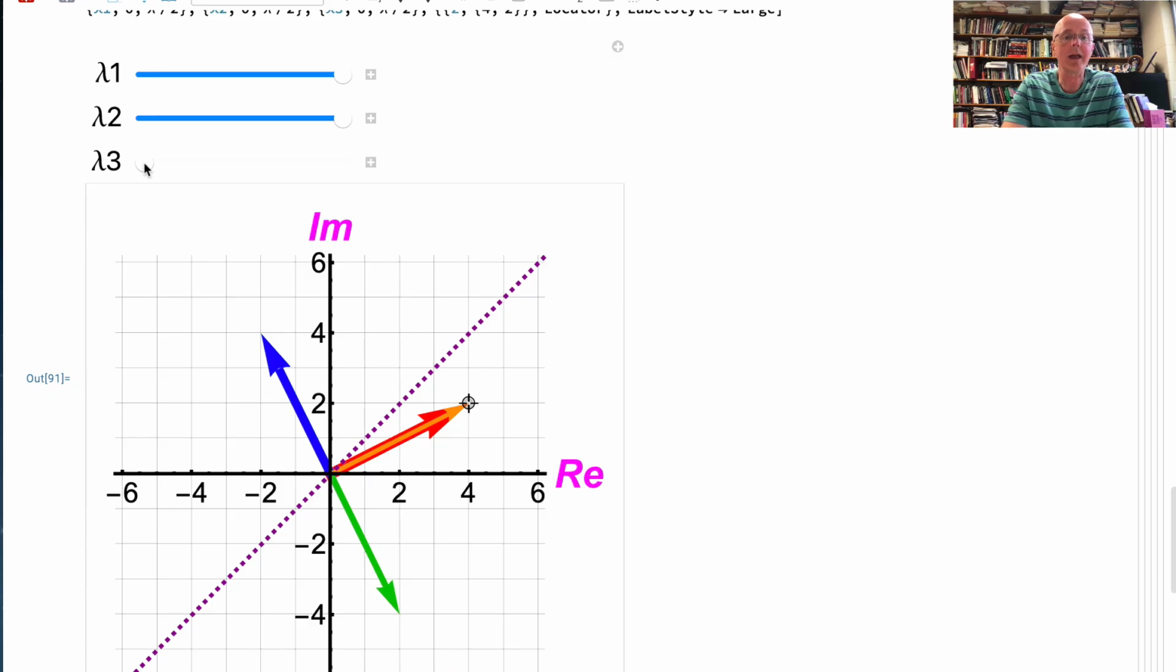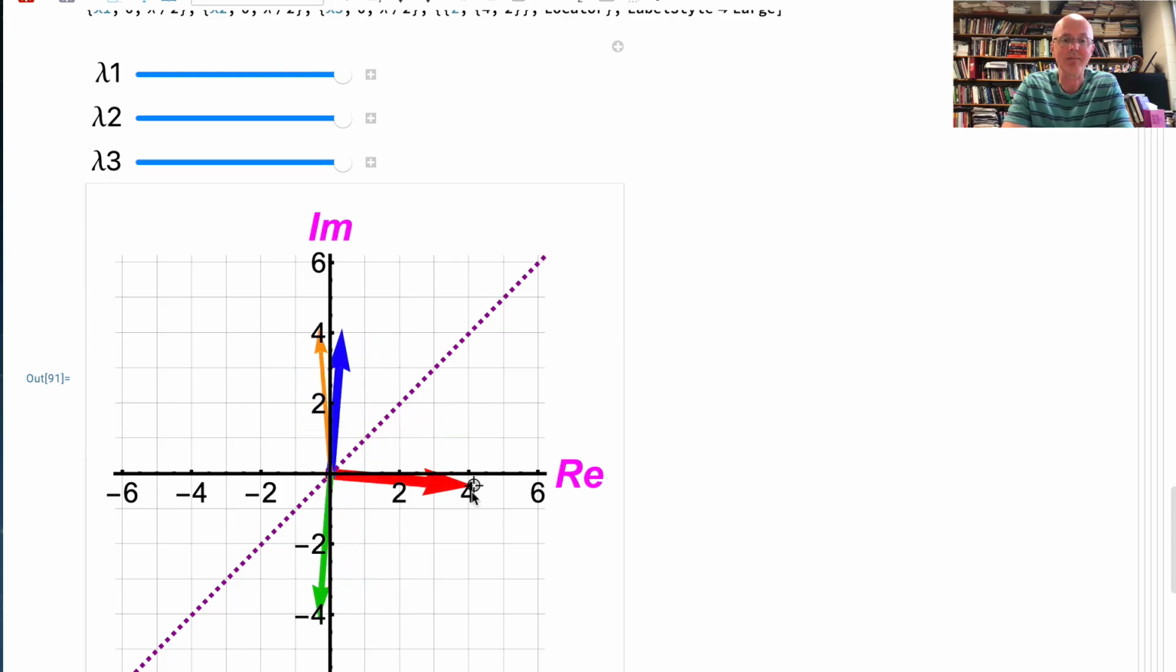And finally, if I do the lambda 3 slider, it's a little bit more complicated. This is going to involve z bar and then times i. So first it's going to reflect across the real axis, and then it's going to rotate counterclockwise by 90 degrees. So watch it here. That orange vector first reflects across the real axis, and then when I get the slider halfway, now it starts rotating by 90 degrees to give me that point that is the reflection of the original point across this line of y equals x. And it doesn't matter where I start, all these properties still hold.